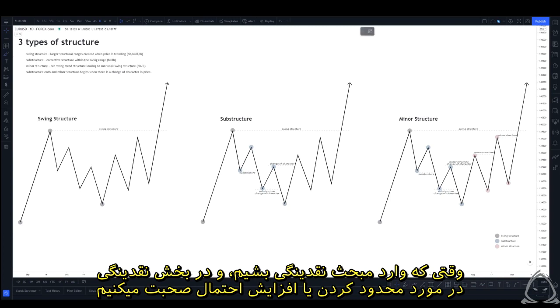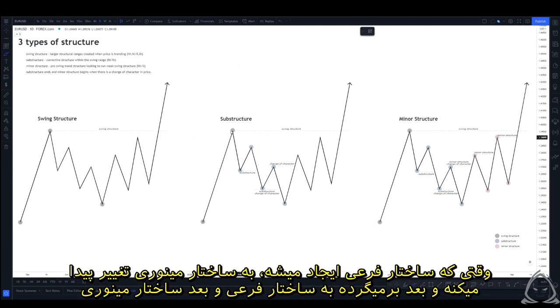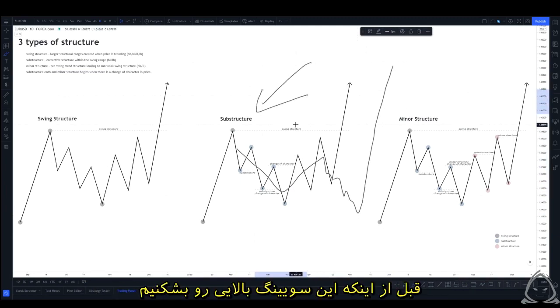And we'll discuss in the liquidity section how we can filter out, or at least have a better edge on, when substructure is being created, it switches to minor structure, but then switches back to substructure and then minor structure before we actually break the swing high.